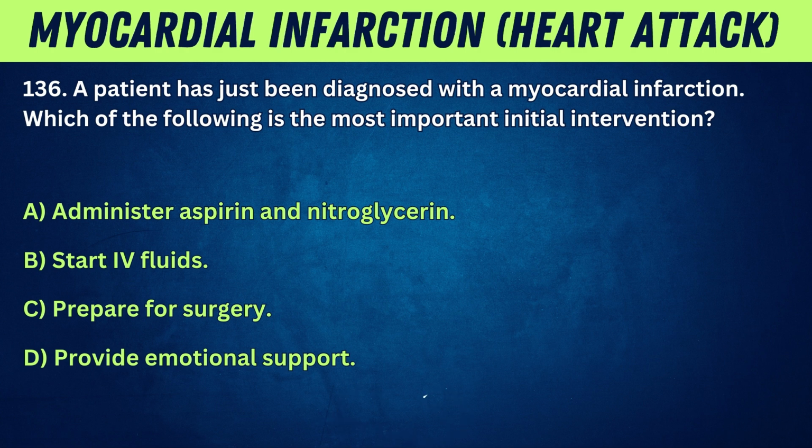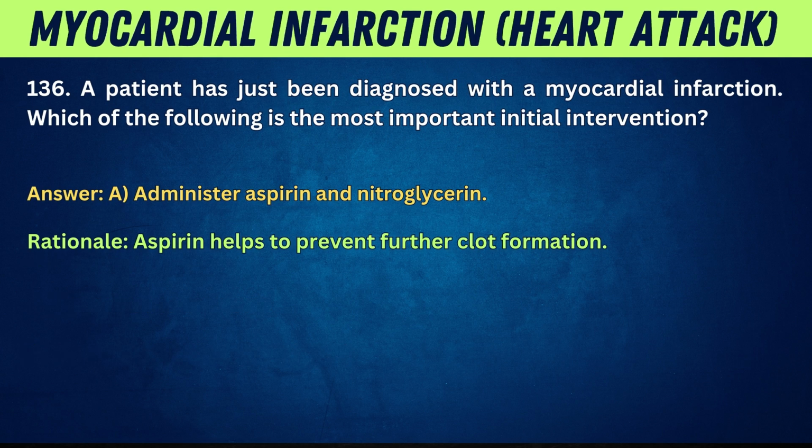136. A patient has just been diagnosed with a myocardial infarction. Which of the following is the most important initial intervention? A. Administer aspirin and nitroglycerin. B. Start IV fluids. C. Prepare for surgery. D. Provide emotional support. Answer: A. Administer aspirin and nitroglycerin. Rationale: aspirin helps to prevent further clot formation.